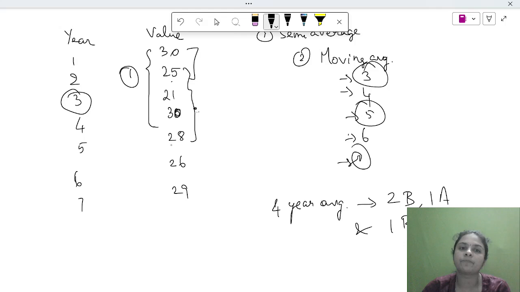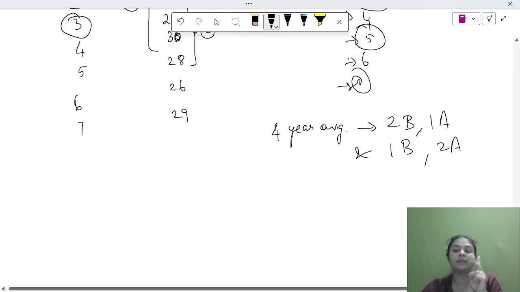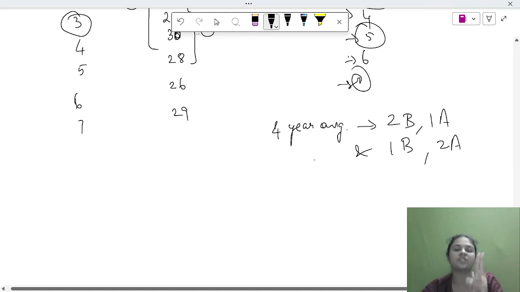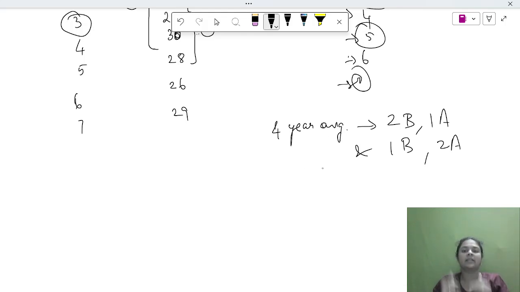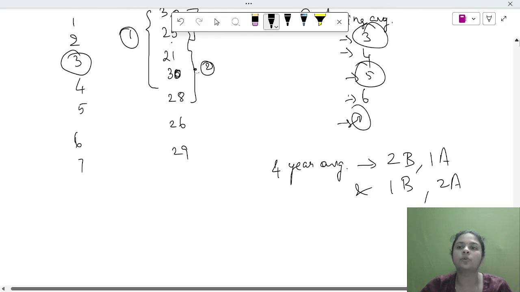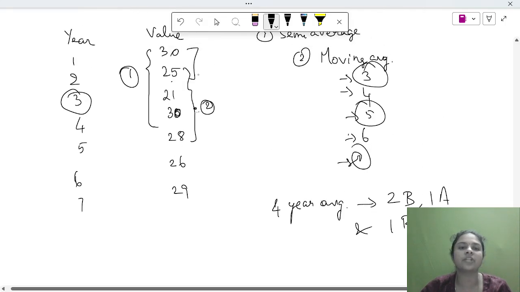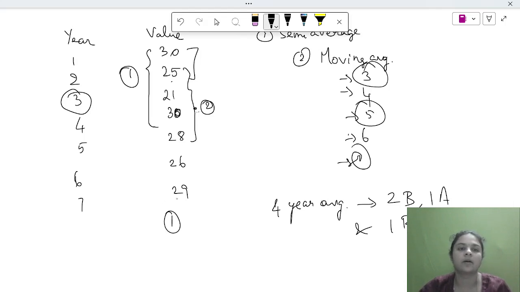Am I clear? So, the two combinations that you have to take for even numbers, remember, for everything you have to take 2 combinations. First combination will be 2 before, 1 after. Another combination will be 1 before, 2 after. So now you need to do the calculation. How to do the calculation? Do the average for both combinations. Tell me the first combination average. 30 plus 25 plus 21 plus 30 divided by 4.